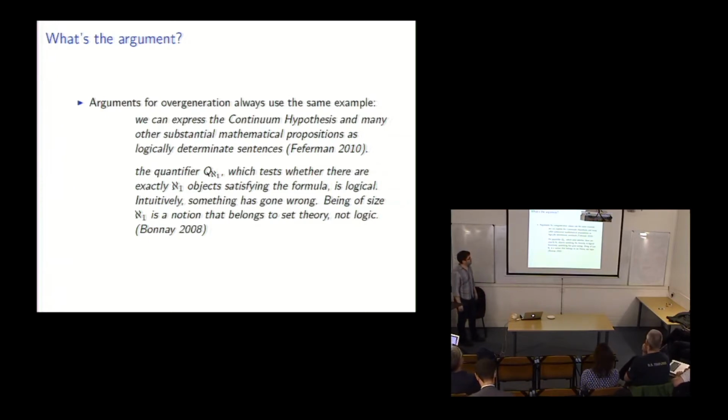Okay, now when we look for more precise arguments in the literature for the overgeneration claim, we find that the same example always comes up, and that's the example of the continuum hypothesis. So again, taking Feferman and Bonnay as our main characters here, we can express the continuum hypothesis and many other substantial mathematical propositions as logically determinate sentences. The quantifier Q aleph-one, which tests whether there are exactly aleph-one objects satisfying the formula, is logical. Intuitively, something's gone wrong. Being of size aleph-one is a notion that belongs to set theory, not logic.